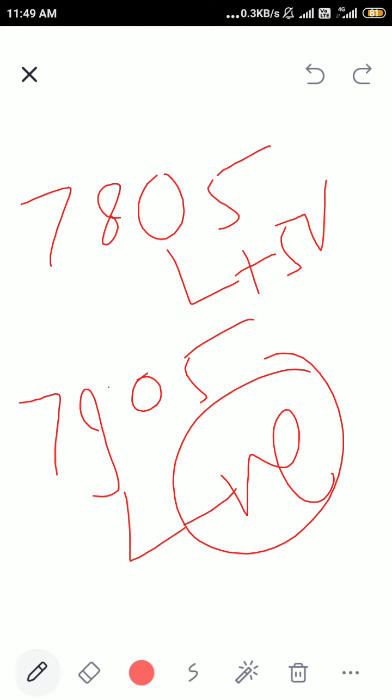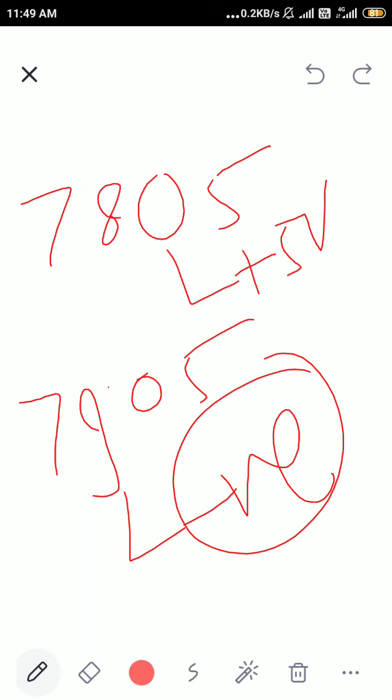Similarly, if you have 7806, 7808, 7812, 7815, 7818, 7824, these will give respectively 6 volt, 8 volt, 12 volt, 15 volt, 18 volt, 24 volt, all positive. For 79XX, similarly, you change the value: instead of 05, if you write 06, 08, 12, 15, 18, 24, it will give minus 6, minus 8, minus 12, minus 15, minus 18, minus 24 volts. So these are simply the three terminal voltage regulator ICs.